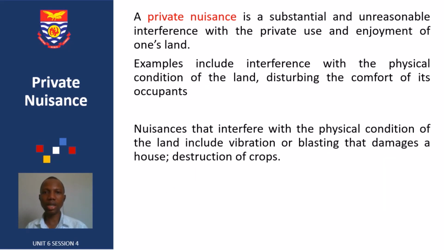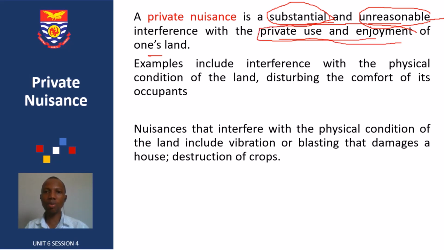Private nuisance here refers to a substantial and unreasonable interference with the private use or enjoyment of a person's own land. So it should be substantial and it should be unreasonable, and then with the person's private use and enjoyment. So the key words here are that it should be substantial, very large, and it should also be unreasonable. And lastly, it should affect or interfere with the private use or enjoyment of one's own land. Remember, land has an extensive definition.